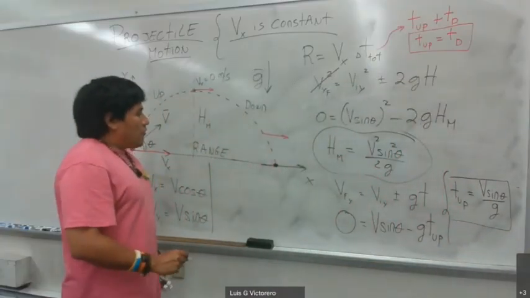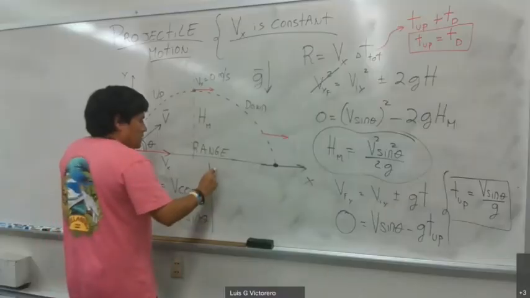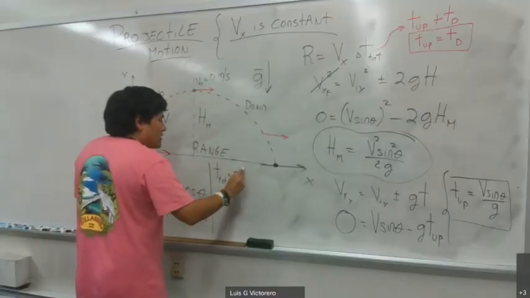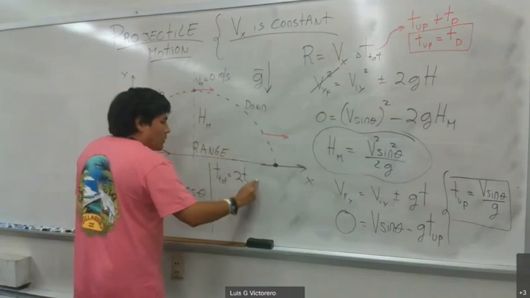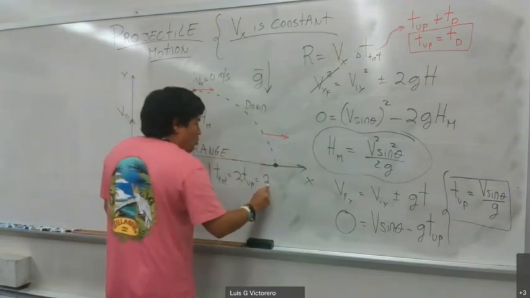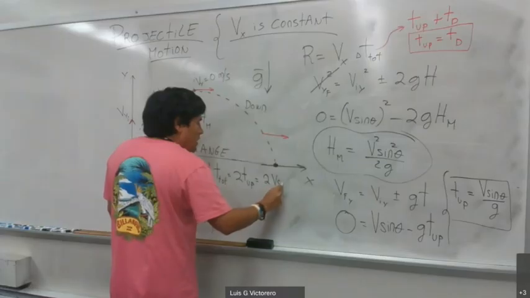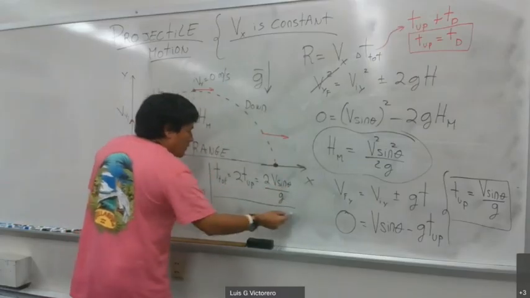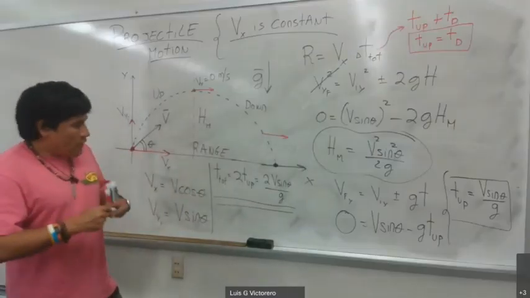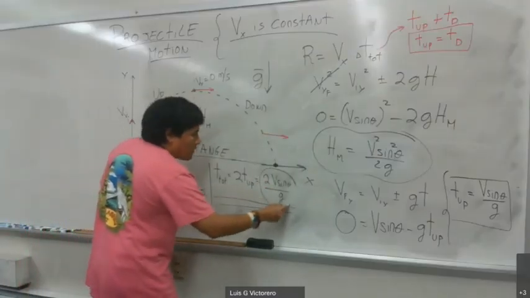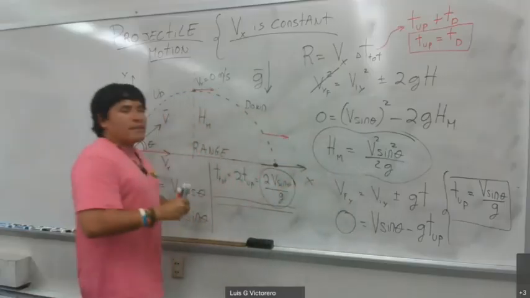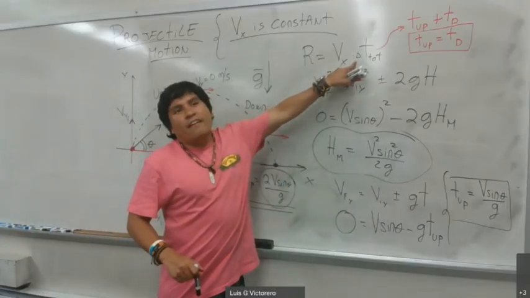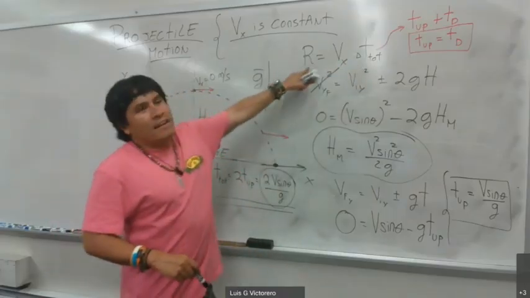What about the total flying time? Let's put it here now. So T total will be twice the time to go up. If I use that equation, I get 2V sine theta over gravity. There you are. How about that? I know already the total time and the maximum height. But wait a second. Now I have the total time. So if I put it here, I can find what? The range.